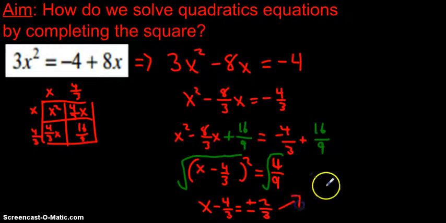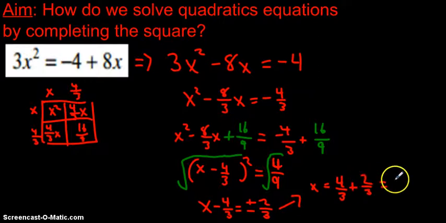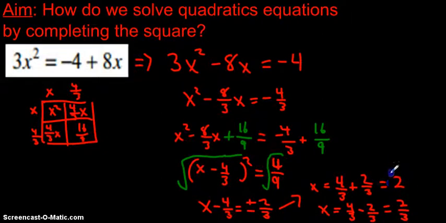So either x is equal to 4 thirds plus 2 thirds, which equals 6 thirds, or 2, or x is equal to 4 thirds minus 2 thirds, which is equal to 2 thirds. Alright. So those are the two possible answers.